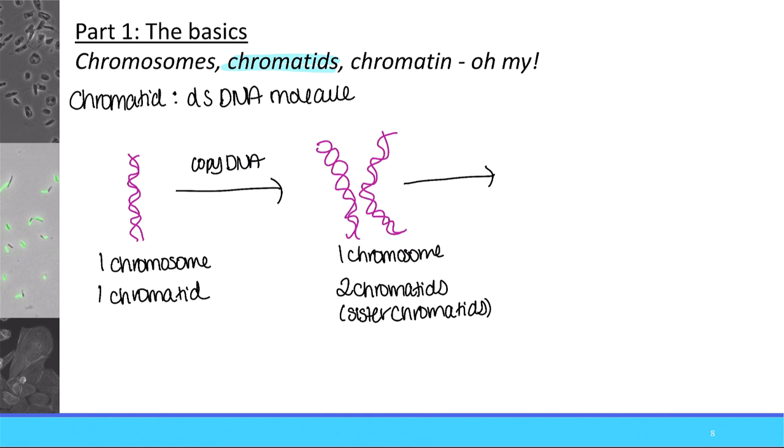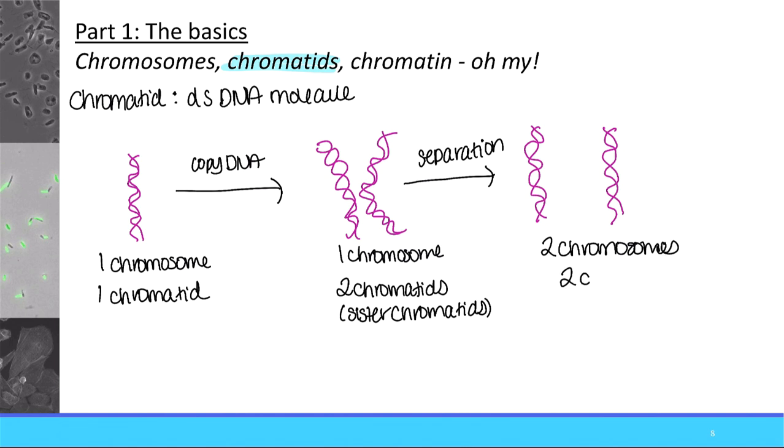So after we have the replication of the DNA, we will have separation. And when we separate this chromosome and we separate those 2 chromatids, we then end up with 2 individual chromosomes. And at the very end of this, because those sister chromatids are separated, we have 2 chromosomes, and we're back to 2 chromatids.